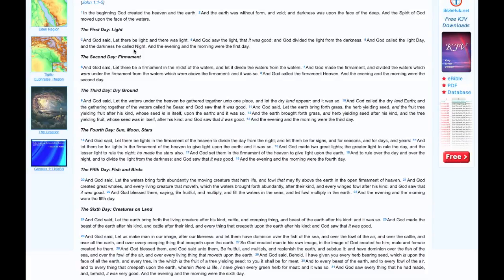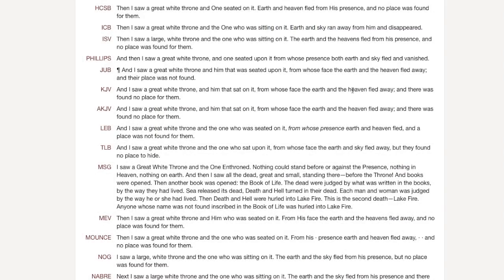And then it goes on to talk about their story and their generations from chapter 2, verse 4, and the rest of the Bible. And so God created the heaven and the earth in the beginning, and at the end they flee away. Earth and heaven, the rakia, the expanse, the air, and there was found no place for them. So the world kind of gets uncreated again, I guess.